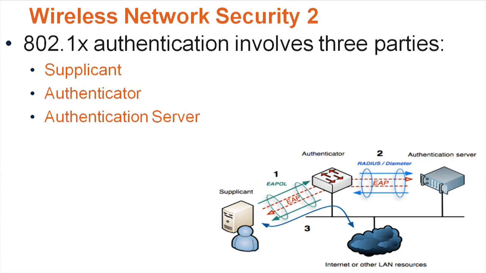So the RADIUS and Diameter servers are involved in the port-based network access control, or network access control for wireless. What type of a server do you need? A RADIUS or Diameter server? I believe that's the test question.